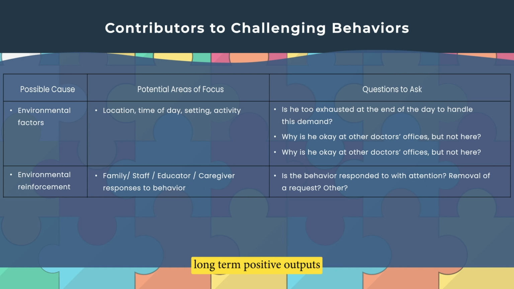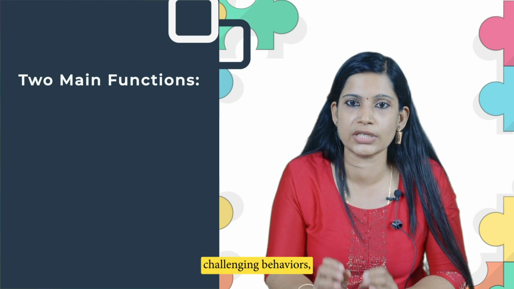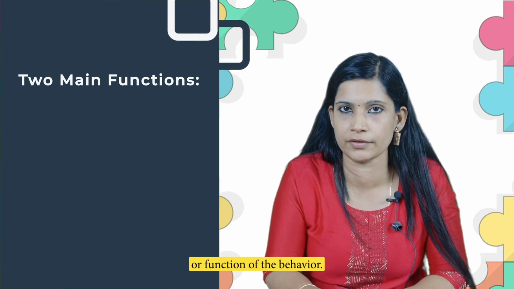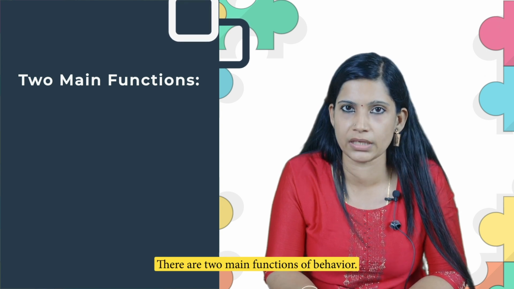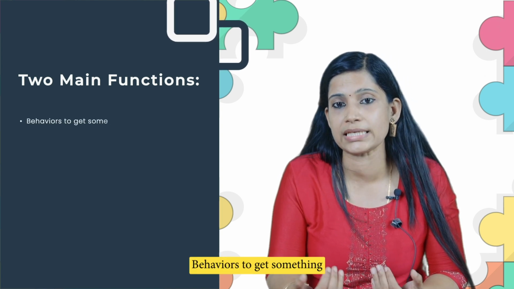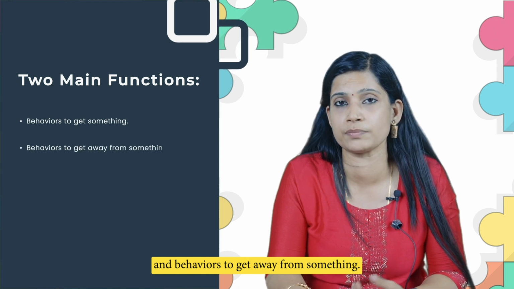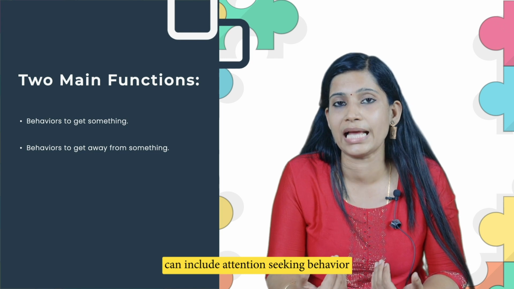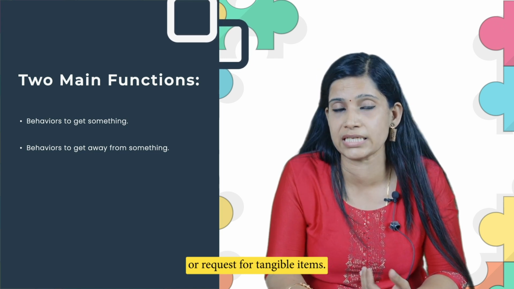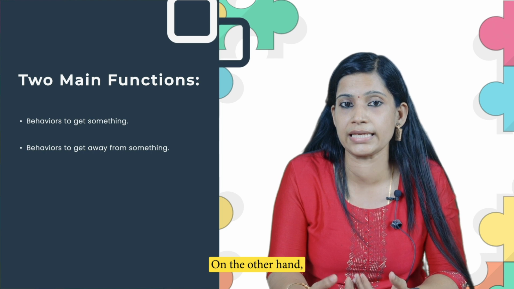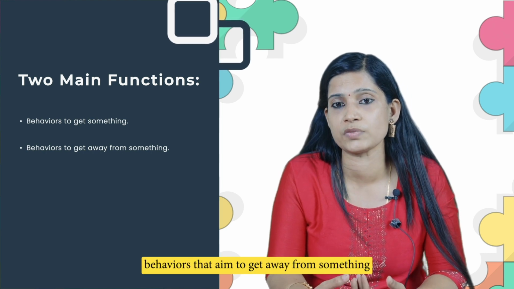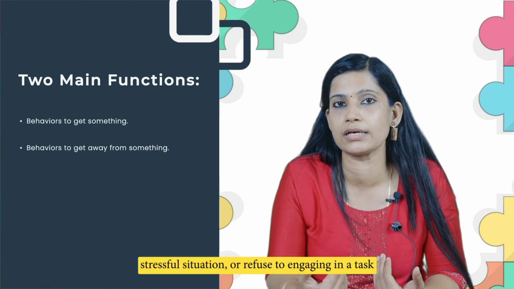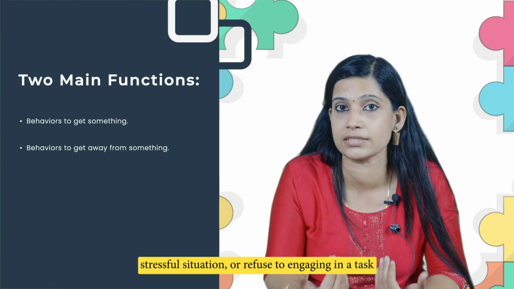long-term positive outcomes. To effectively address challenging behaviors, it is important to first understand the purpose or function of the behavior. There are two main functions of behavior. That is, behaviors to get something and behaviors to get away from something. Behaviors that seek to obtain something can include attention-seeking behavior or requests for tangible items. On the other hand, behaviors that aim to get away from something may include avoidance or escape behaviors such as leaving a stressful situation or refusing to engage in a task.